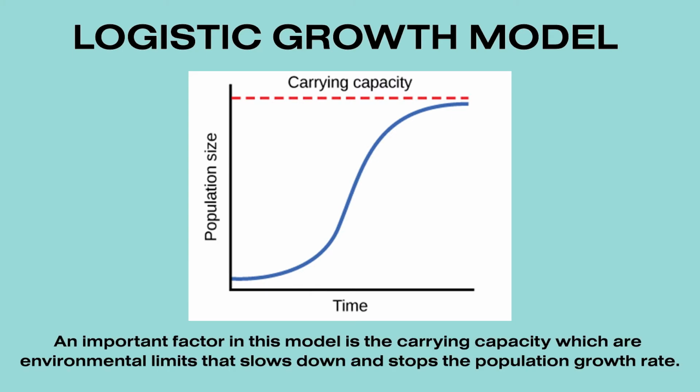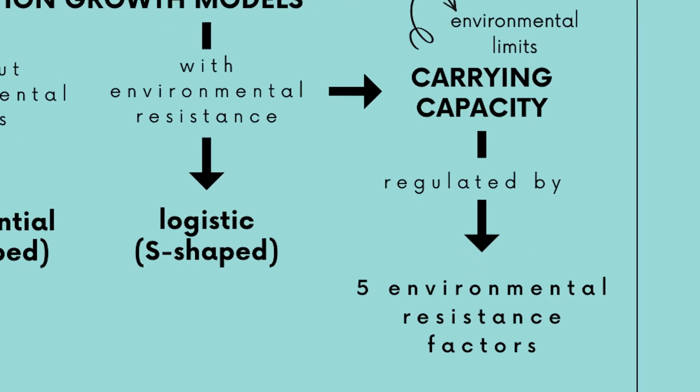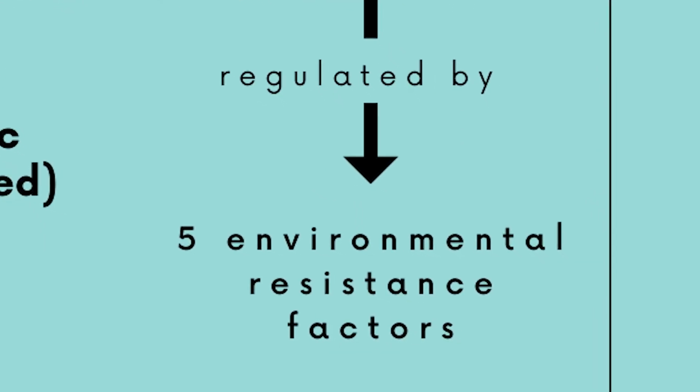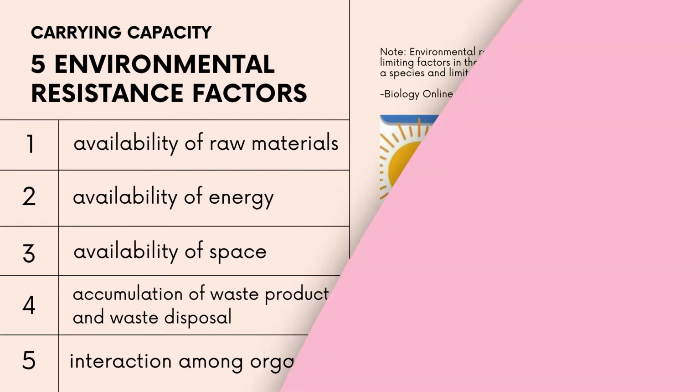An important factor in this model is the carrying capacity, which are environmental limits that slow down and stop the population growth rate. This states that once resources are depleted, the population approaches its maximum size and becomes stationary. The five environmental resistance factors that regulate the carrying capacity are the availability of raw materials, energy and space, accumulation of waste products and waste disposal, and interactions among organisms.